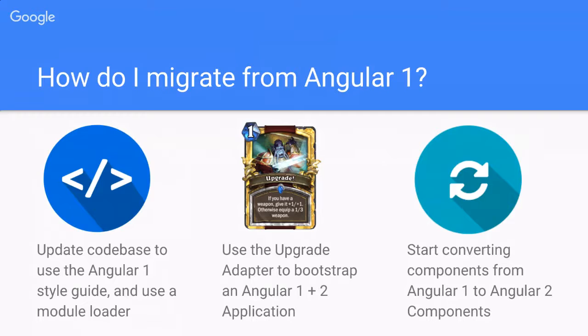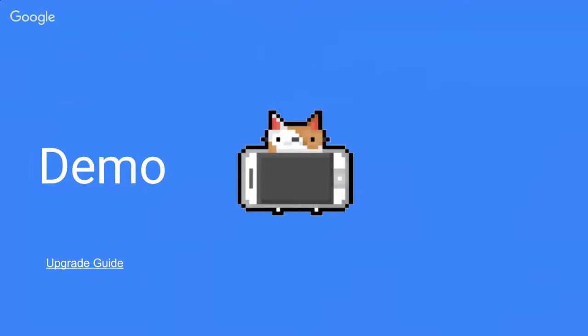And then once you have an Angular application bootstrapped with 1 and 2, you just start converting the components and the services over. And it's actually really, really easy if you use the style guide for Angular 1, just a little bit in terms of decorators and whatnot. So let's hop over to the upgrade guide really quick.